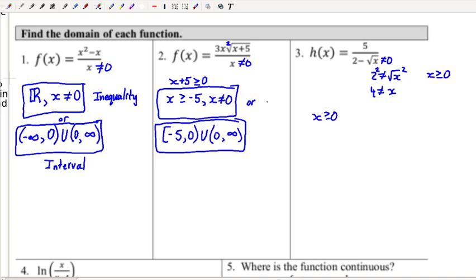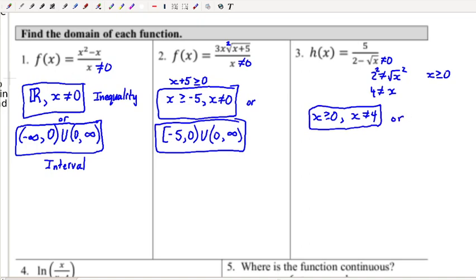This is basically saying everything, like writing the r. I need it to tell me what exactly I'm dealing with. So x greater than or equal to 0, and then x not equal to 4. That would again be my inequality notation.